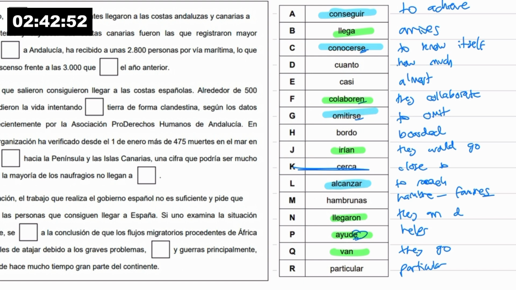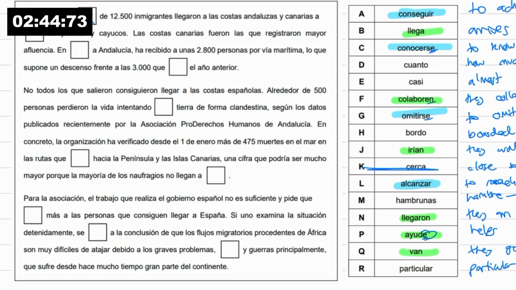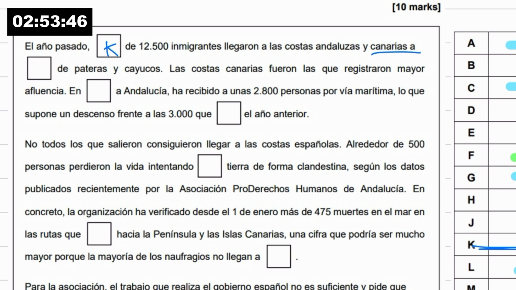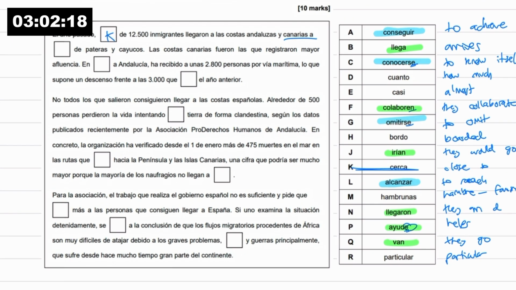So when I do the gaps, it makes it easier for me to spot in the exam and also physically highlight the words based on their grammar type. Okay, the first one, I'm happy with that. Next one, y Canarias are something pateras y cayucos. Pateras being the sort of thingies that immigrants travel in, and cayucos being like kayaks, I think, like the boats. What is this one going to be?